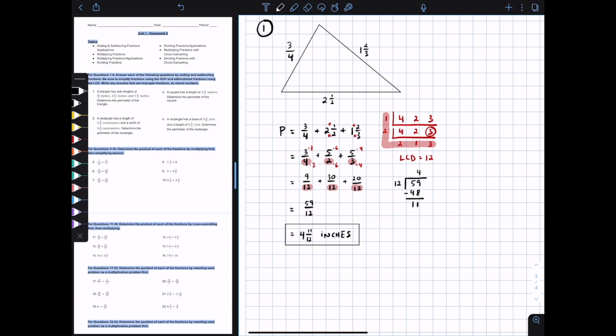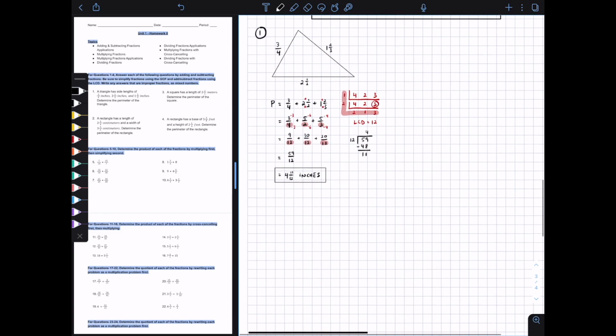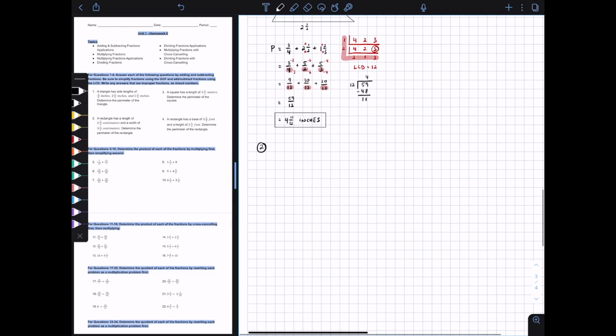All right, so there you have number one. Just a little bit of addition work, but an application to geometry. A little bit more applicable when we try it with a scenario. For this next one, I'm going to go ahead and draw this out.